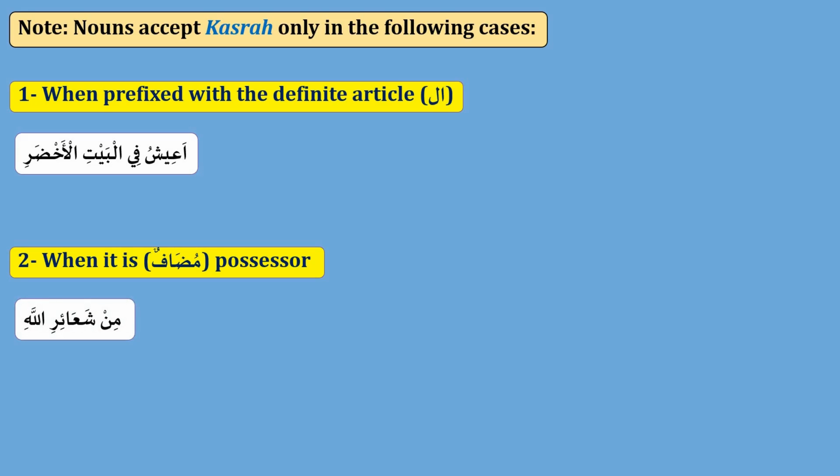From the Quran, from one of the verses, min sha'airillah. As we said, sha'air is in the pattern of mafa'il, and it doesn't accept kasrah, but when it is mudaf, possessor, it can also accept kasrah.